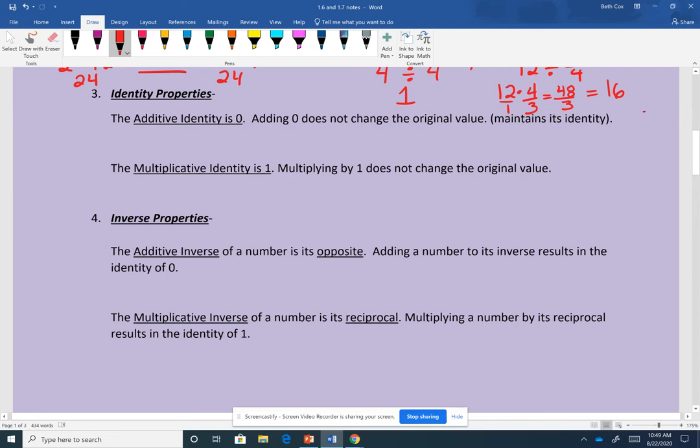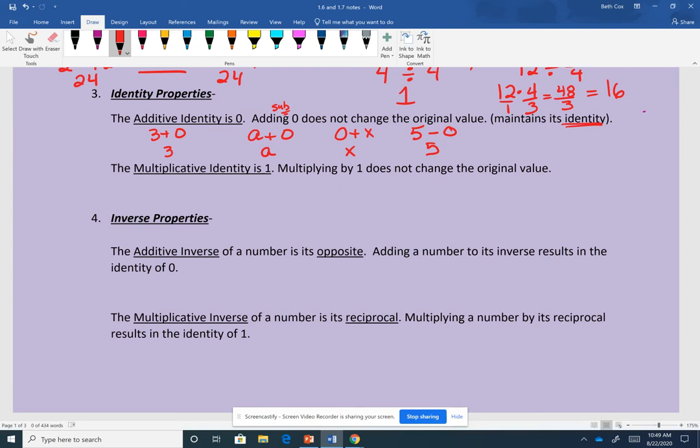The identity properties. Okay, the additive identity is 0. All right, so adding 0 does not change the original value. It maintains its identity. Neither does subtracting 0. So adding or subtracting 0 also works. So just real quick, 3 plus 0 gives me 3. Doesn't change it. Any number plus 0 is going to give me that number. 0 plus x, of course, is just going to give me x. And 5 minus 0, of course, gives me 5.